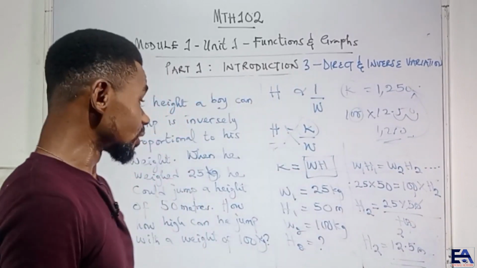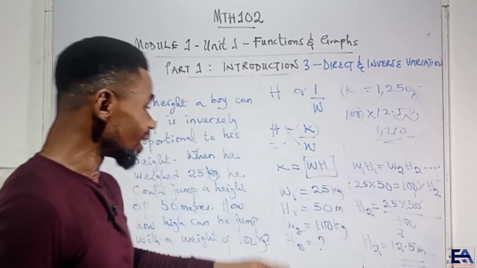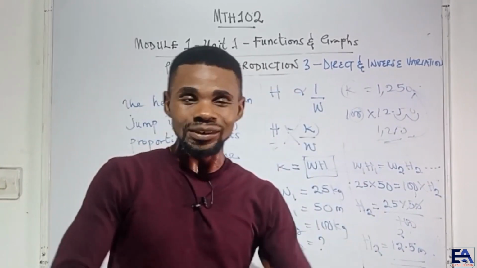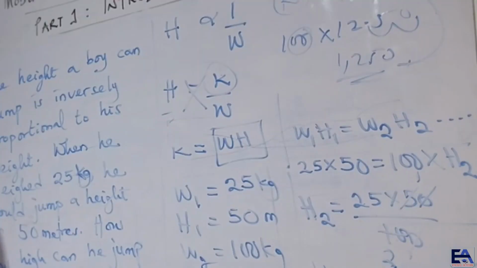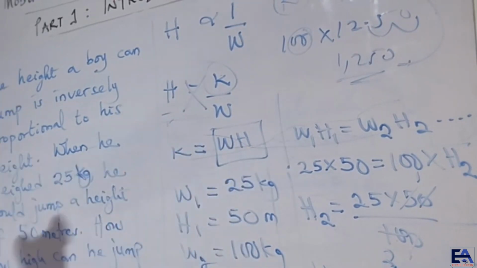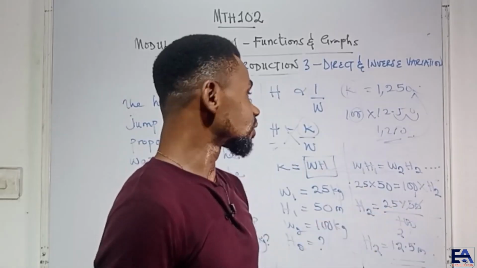So it shows that the product of the weight and the height will keep giving you the same result, no matter what the weight or the height is at a particular instance. That is the meaning of this. This product of W and H is constant. It keeps giving you a constant value.